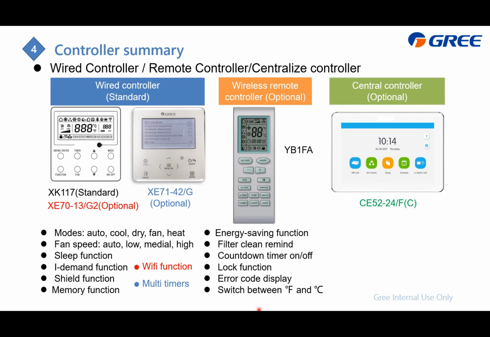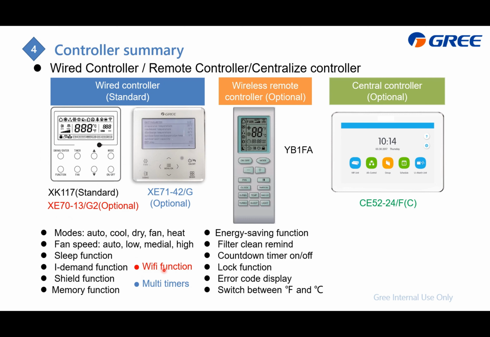And here I already stated the regular functions for this SK117. It is standard, and you can also choose this higher standard SE71. What is different is this blue color. It has the multi-timers. On the other hand, you can also select this Wi-Fi controller. Compared with the standard one, it has the Wi-Fi function, and later I will introduce how to do the wiring and how it works.